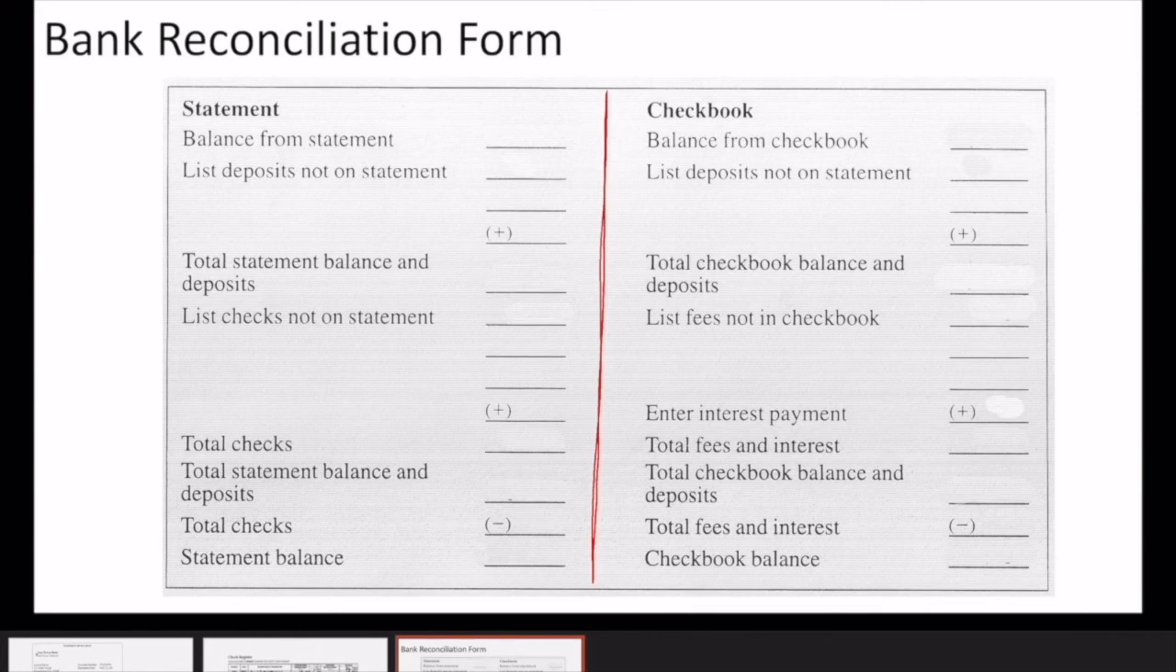Then we also have, I'm going to just put another line in here, is it's kind of broken up into figuring out what you're missing and then totaling it up on the bottom. Your bank reconciliation form should look something like this.